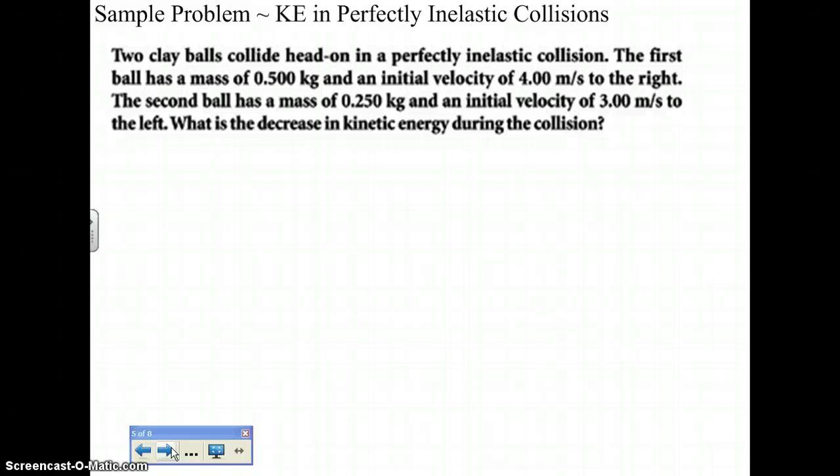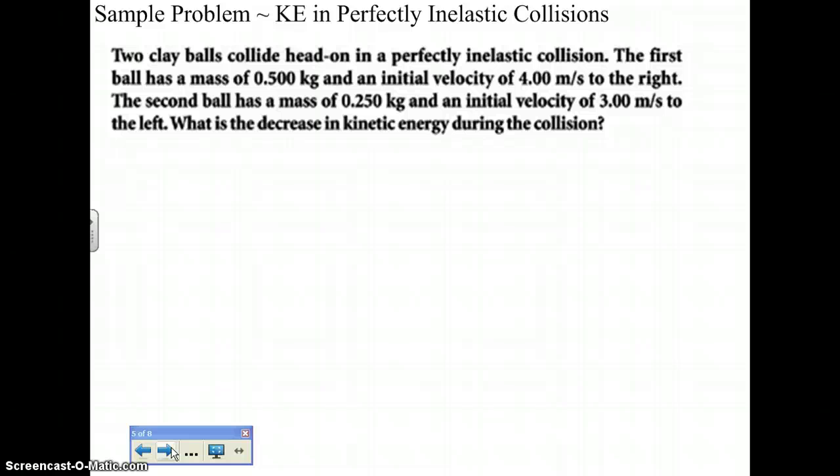So let's try out this problem. This problem says two clay balls collide head-on in a perfectly inelastic collision. The first ball has a mass of 0.500 kilograms and an initial velocity of 4.00 meters per second to the right. The second ball has a mass of 0.250 kilograms and an initial velocity of 3.00 meters per second to the left.